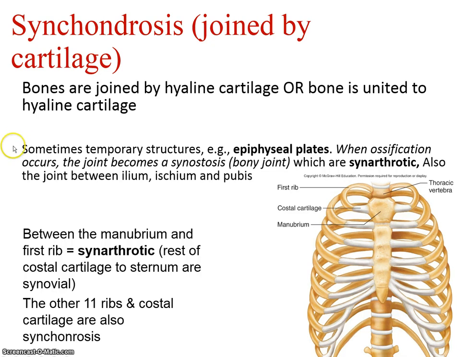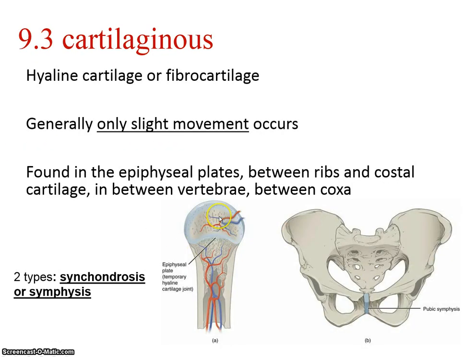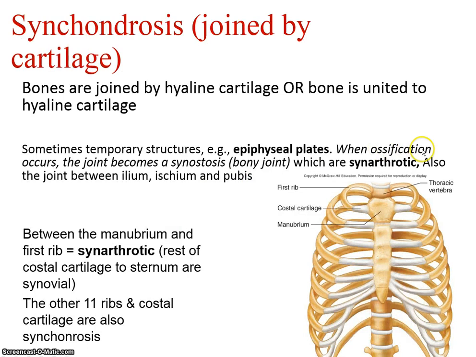Okay, sometimes they're temporary structures, so that was the epiphyseal plate back here. Temporary, it'll go away. When ossification occurs, it actually becomes a synostosis, or synostotic joint. There we go. Okay, which are again synarthrotic. All right, so they're not going to be moving around, right? Because synarthrotic are the immobile joints.